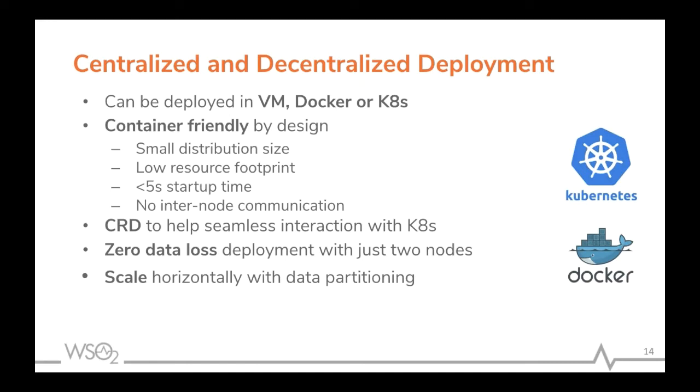If you think about its deployment architecture, you can deploy a zero data loss deployment with just two nodes. So we don't need a lot of nodes. With just two nodes, it can achieve a zero data loss deployment. And also, if it's not involved in heavy I/O, it can handle up to 100,000 events per second. The streaming integrator can also scale horizontally with data partitioning. So we have special constructs to publish data in a partitioned manner as well as to store data in a partitioned manner, so that you can scale your deployment horizontally.